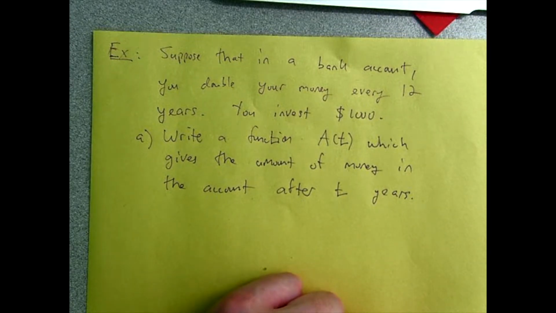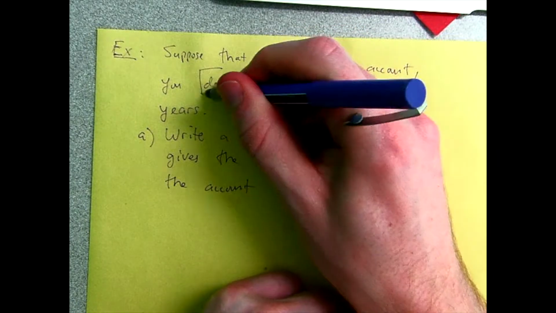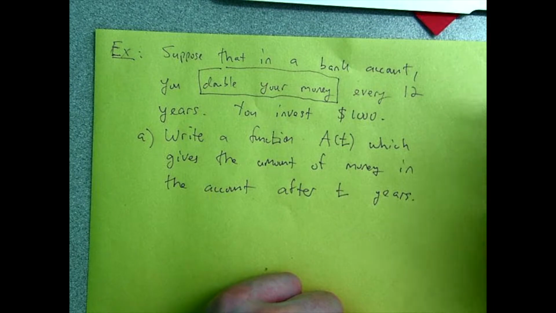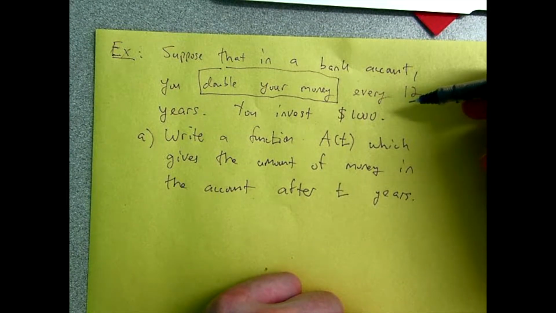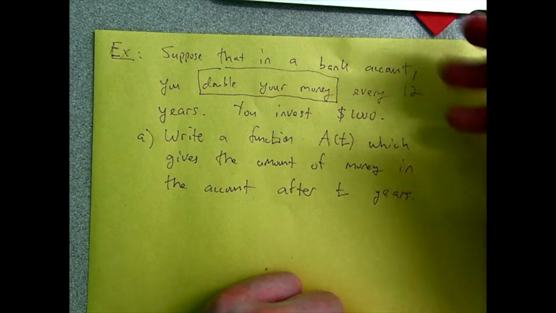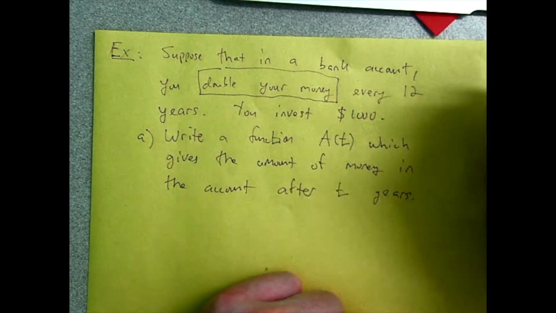And if you look carefully at the description of the account, it says that every so often you double your money. So what that's telling you is that every so often you are taking the amount of money currently in the account and multiplying by 2. So you're repeatedly multiplying by 2. That is characteristic of an exponential function. If you're repeatedly multiplying by some number, in this case 2, that's an exponential function.